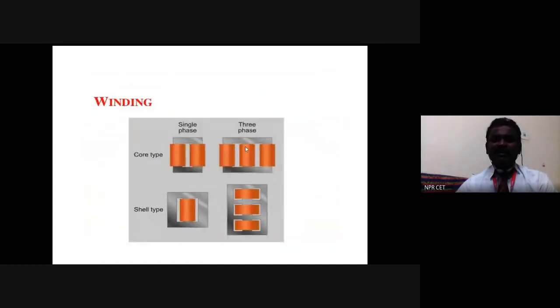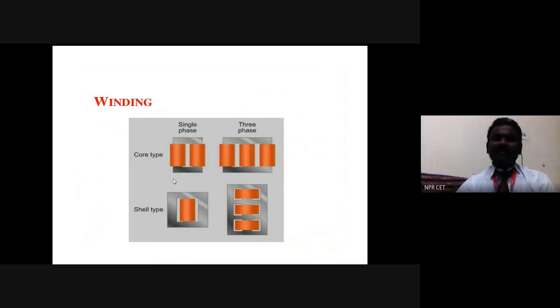The diagram shows the windings. Another classification of transformers is core type transformer and shell type transformer. These are all core type transformers, and these are all the shell type transformers. So what is a core type transformer? Here the coil or winding is surrounded by the core. It's known as a core type transformer. In the shell type transformer, the core is surrounded by the coil or winding. This is the shell type transformer, right?